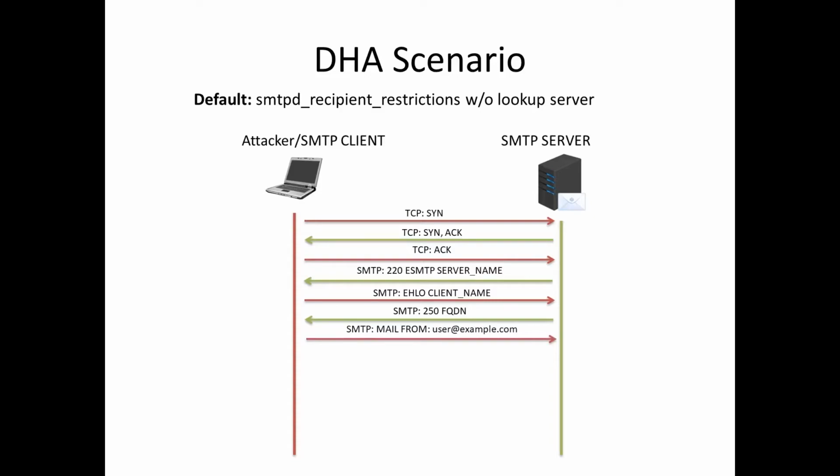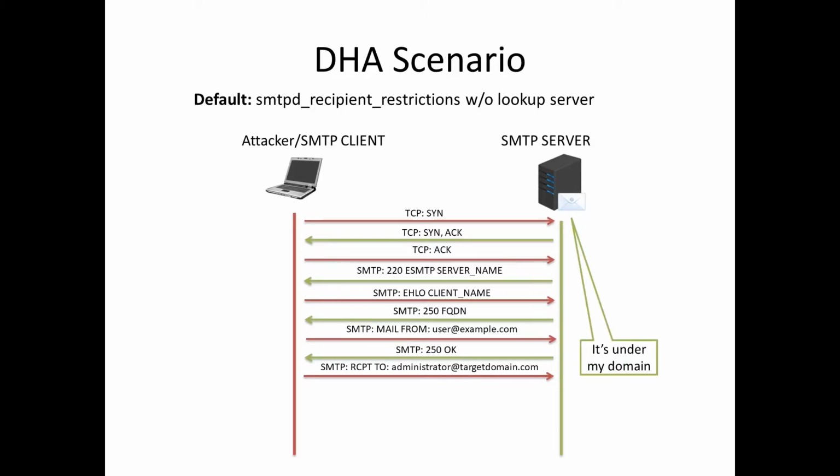Then the attacker will initiate MAIL FROM, saying that, "Hey, I got this email from user@example.com." And the server will respond 250 OK. The attacker will then send RCPT TO. It's like saying that this email is for administrator@targetdomain.com. Without checking with anyone, the server will say 250 OK. In fact, it will always respond the same thing as long as the email is under its supported domain.